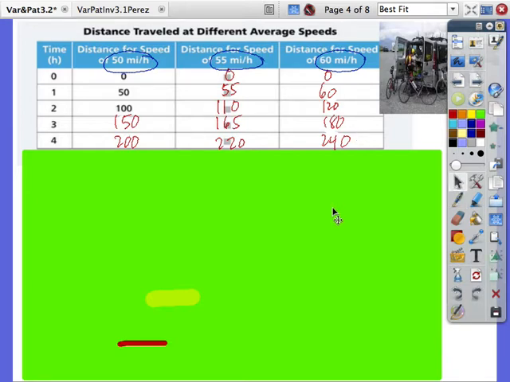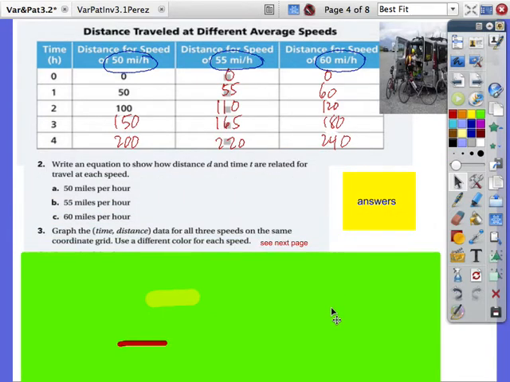We also described these in equation form. So if you were going 50 miles per hour, your equation could be distance equals 50t. 50 is your rate, so distance equals RT, distance equals 50t. And the second example would be D equals 55t, and the third example, D equals 60t. The coefficient in each case represents the rate.